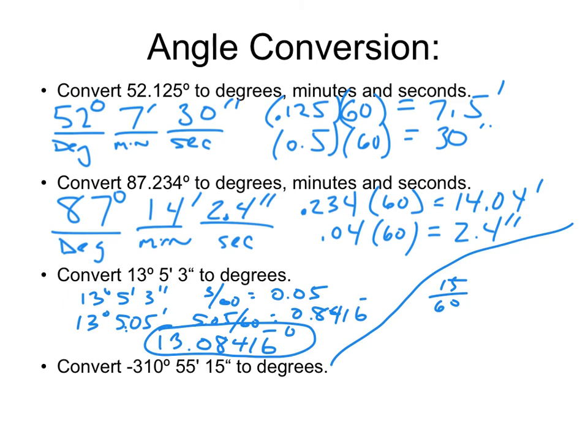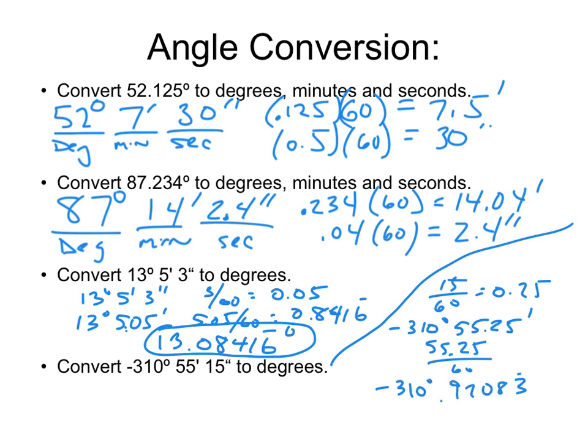So 15 divided by 60 is 0.25. So what I have is negative 310 degrees and 55.25 minutes. So 55.25 divided by 60 is 0.920, so I'm going to get negative 310.92083 repeat. Which, if you think about it, that makes sense.